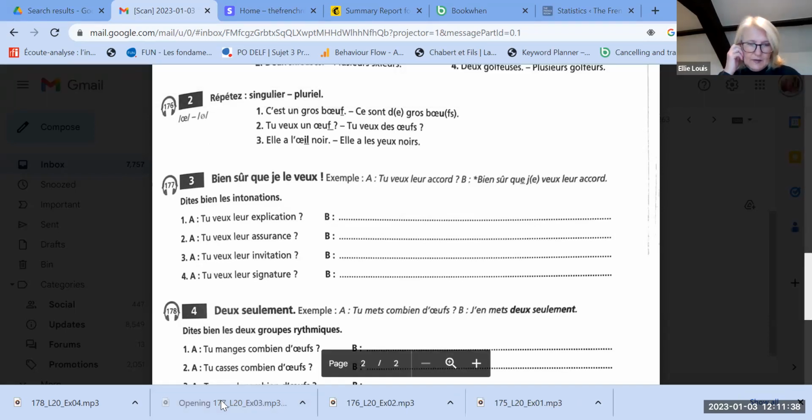Exercice 3. Exemple. Tu veux leur accord? Bien sûr que je veux leur accord.